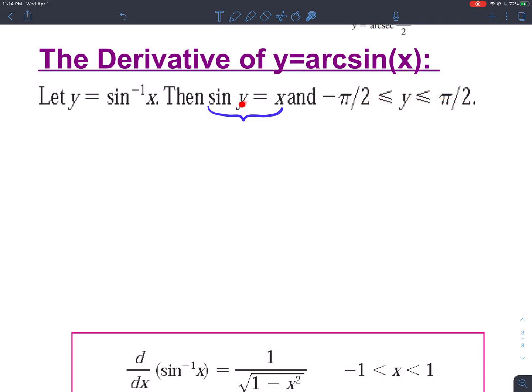Meaning the y value in this has to be between negative pi over 2 and positive pi over 2, because that was the output of the inverse. Has to be a value in quadrant 1 or 2. I'm sorry, quadrant 1 or 4, I should say. All right, so if I focus my attention on this sine y, and then I differentiate implicitly.